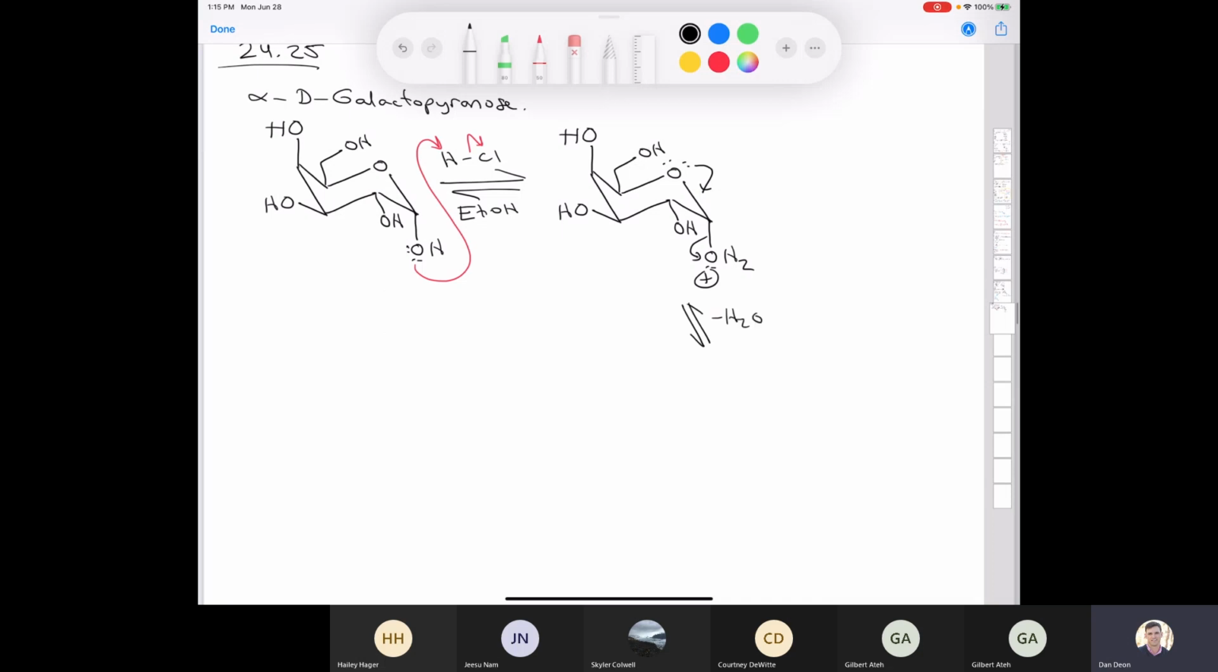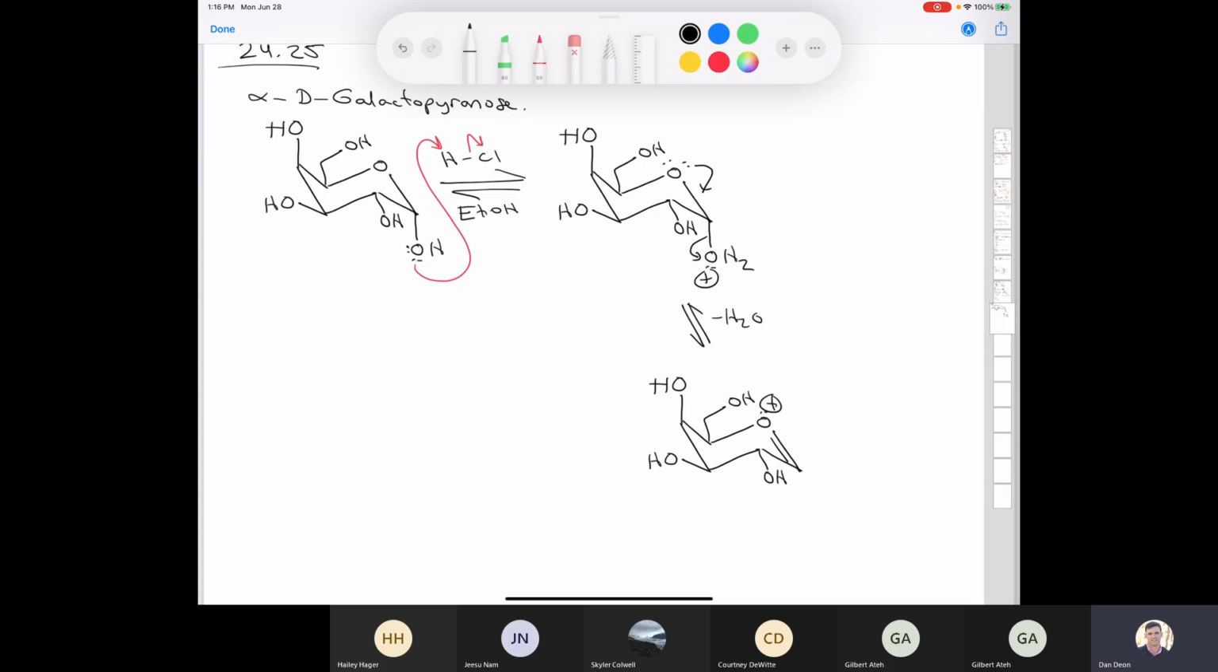So this is loss of water. And then we're going to end up with this guy. So I'll just keep editing this. It's probably the easiest way to do it. So we're going to end up with this molecule here, where we have a positive charge there. And of course, there's a resonance structure where we could draw the carbocation as well. I'm not going to do that right now.